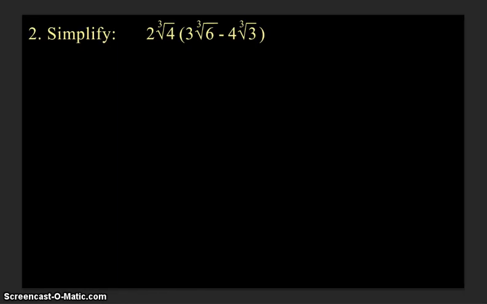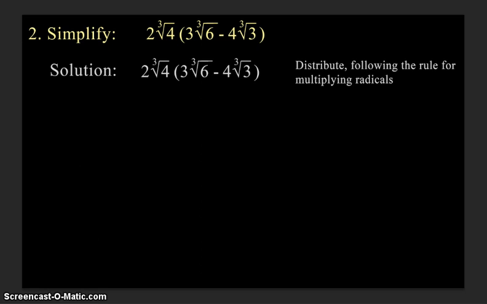Okay, so example number 2. So we have 2 times cube root of 4 times quantity 3 cube root of 6 minus 4 cube root of 3. Okay, so distribute natin itong term na to dito sa binomial.